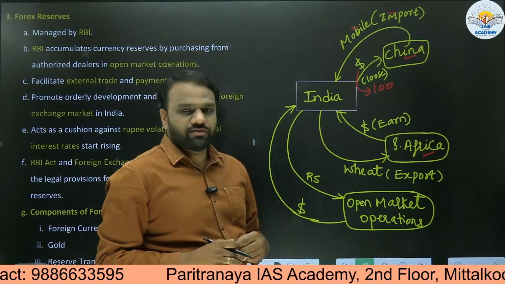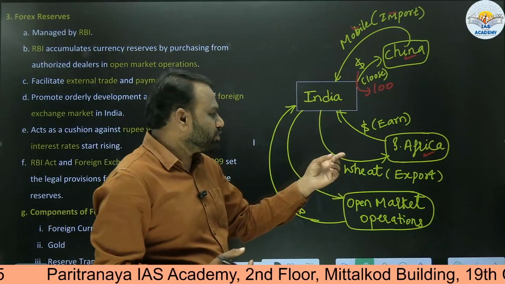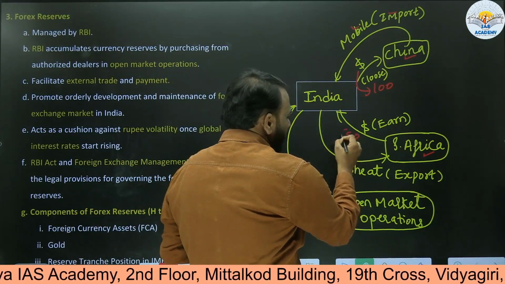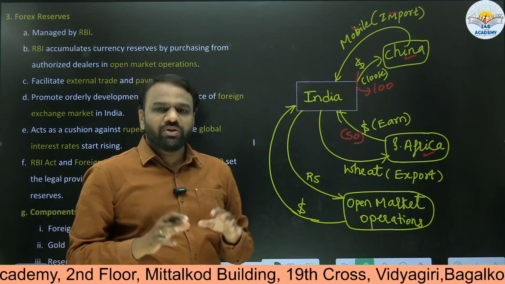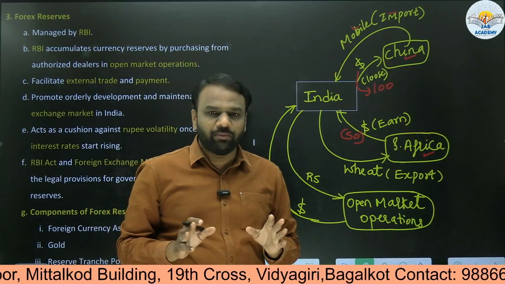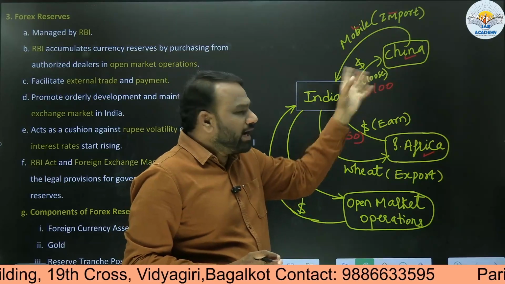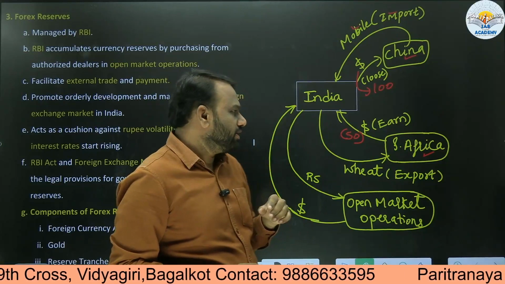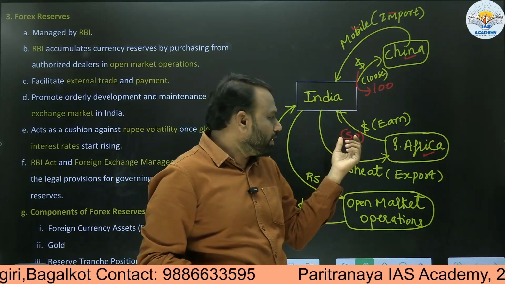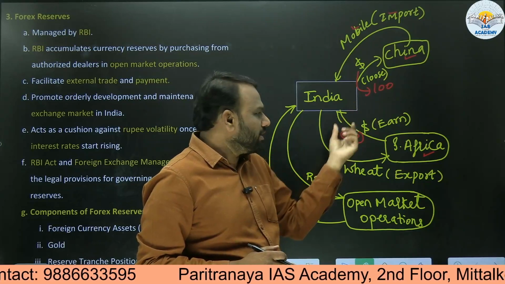Now when I export to South Africa, I will earn dollars, because when South Africa pays me, it will again pay me in terms of dollars. Let us assume I have exported some quantity of wheat and I have earned $50. Let us, for the time being, ignore all the other exports and imports. So we have got $50 and we have to pay $100. By taking these $50 which we have got from South Africa, I can pay China, but these $50 are not sufficient, because to China I am supposed to pay $100, but I have only $50 with me.